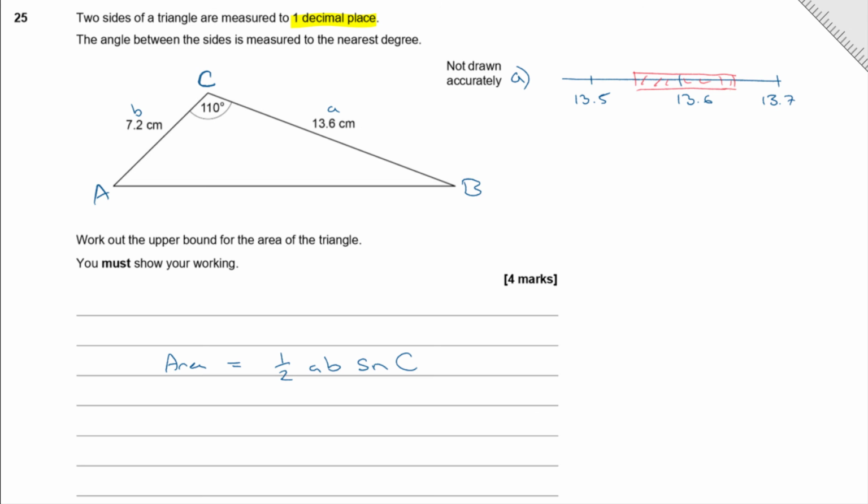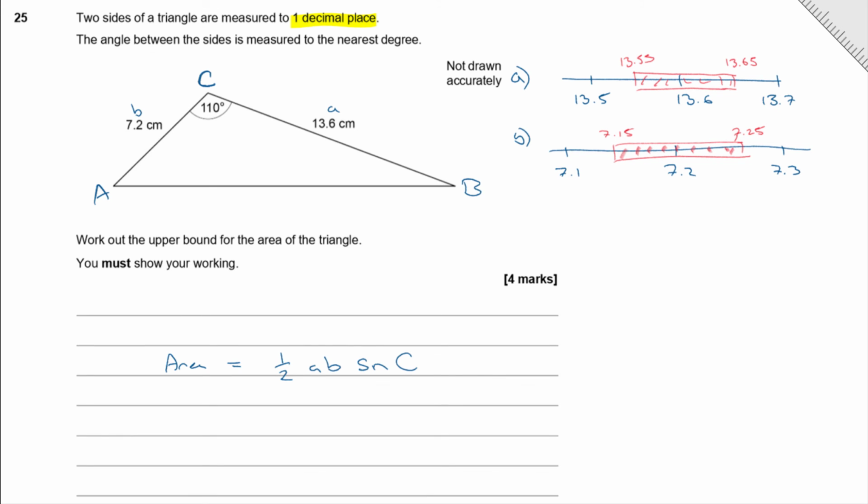So that's going to be 13.55, which is the lower bound, and 13.65 is the upper bound. Okay, so that's the upper bound and lower bound for A. Now B is going to be similar. We've been given it as 7.2. On the number line, 1 decimal place above that would be 7.3, and one below it would be 7.1. So the halfway values are going to be 7.15 and 7.25. Okay, so that's the range of values for B.